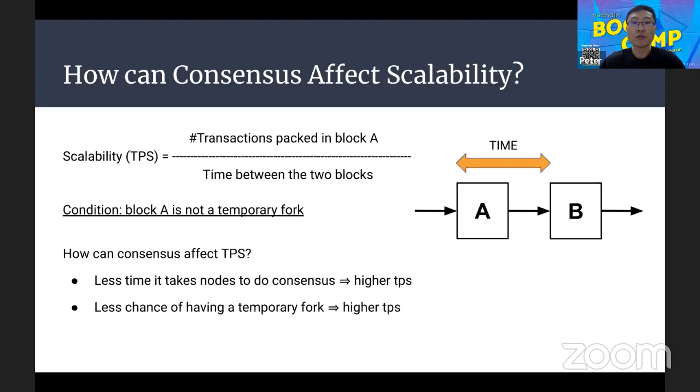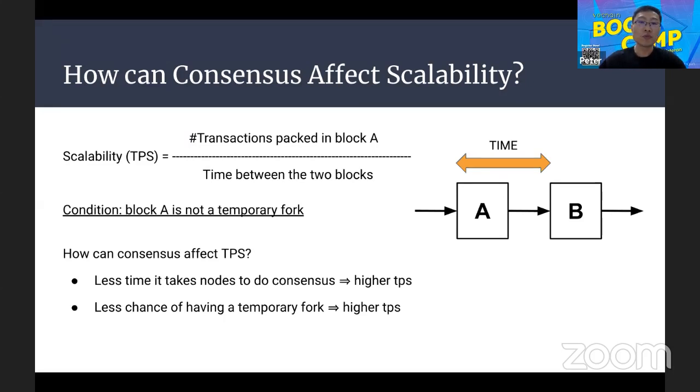That is, we assume that block A is not a temporary fork, which means block A is on the main chain of the blockchain and will eventually become a part of the global ledger. If block A was a temporary fork, then the time and the network bandwidth used to transmit block A would be totally wasted, and it would not contribute to the blockchain's TPS at all. Having understood that, now we can talk about how consensus affects TPS.